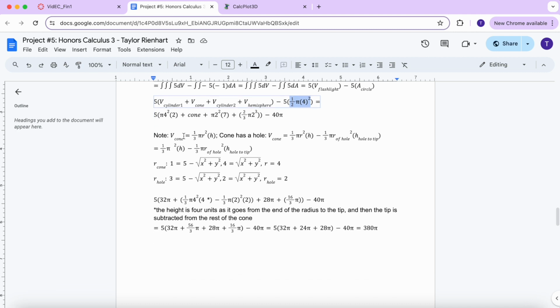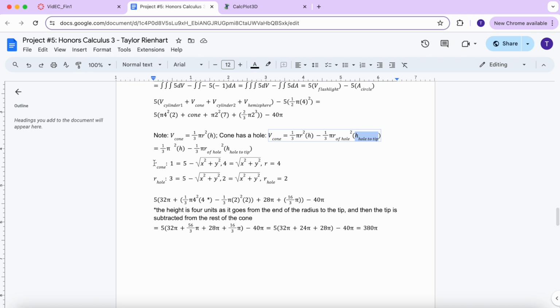It's also important to note that for the volume of our cone, calculations are a bit more complex, as our cone is not an entire cone. It has a hole in it. While it may not directly look like it has a hole in it, what I mean is that it's missing its top part. So if we calculate the cone as assuming that it has a top part and then subtract out the upper part of that cone, which does not exist in our formula, or in other words, the volume of the cone minus the volume from the hole to the tip of the cone, we can get the volume of our actual cone.